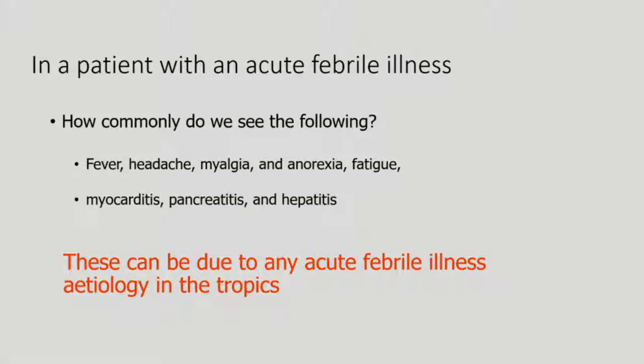Looking at the encephalitic syndromes, in a patient with acute febrile illness, how commonly do you see the following symptoms? Fever, headache, myalgia, and so on, then complications of myocarditis, pancreatitis, hepatitis. They can be due to acute febrile illness of any etiology in the tropics.